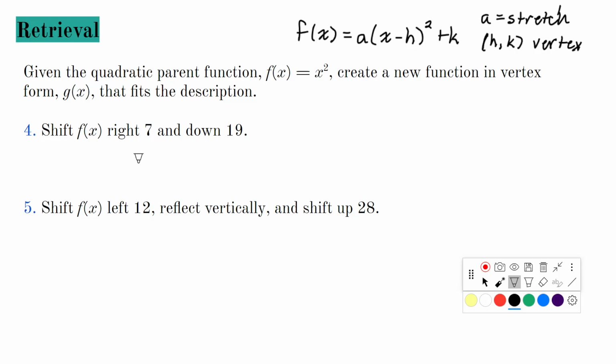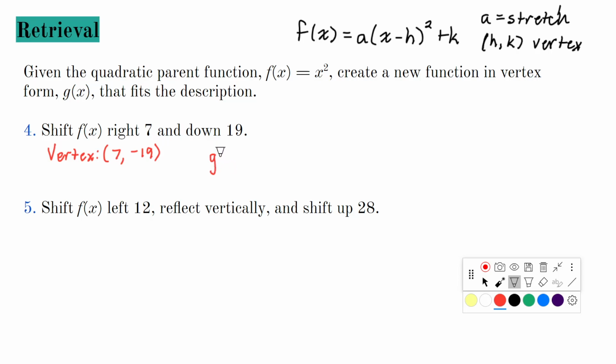So given this information, we're going to write a new function in vertex form, g of x, that fits the description. So f of x is originally x squared. We're going to shift it to the right 7 and down 19. What that information tells me is that my vertex, if it's to the right 7, my vertex is 7, down 19 is negative 19. I have my vertex. It does not describe any stretch. It does not mention any reflection.